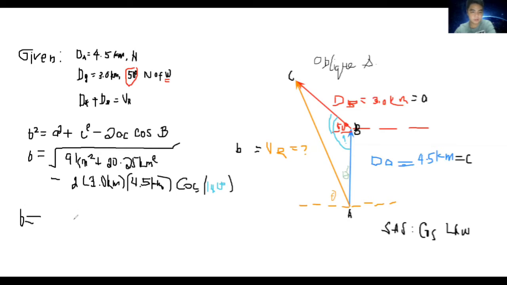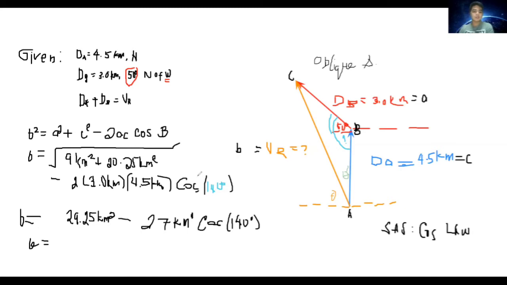Now, to determine B, simple algebra: 9 kilometers squared plus 20.25 kilometers squared, that is 29.25 kilometers squared, minus 2 multiplied 3 times 4.5, that is 27 kilometers squared, kilometer multiplied to kilometer, that is kilometer squared. And then cosine 140 degrees. That is the simplified form. Then meron tayong square root.